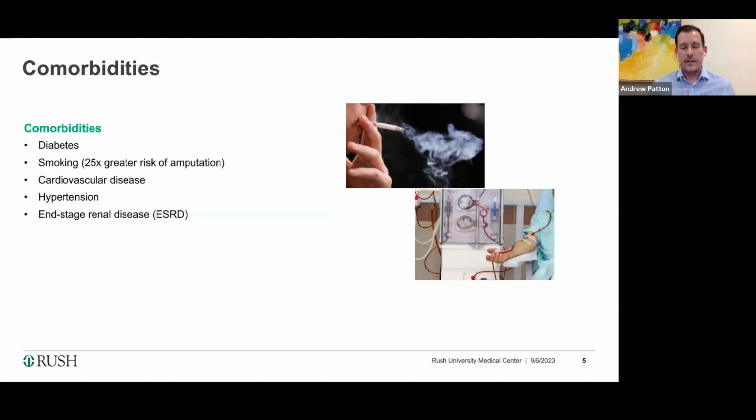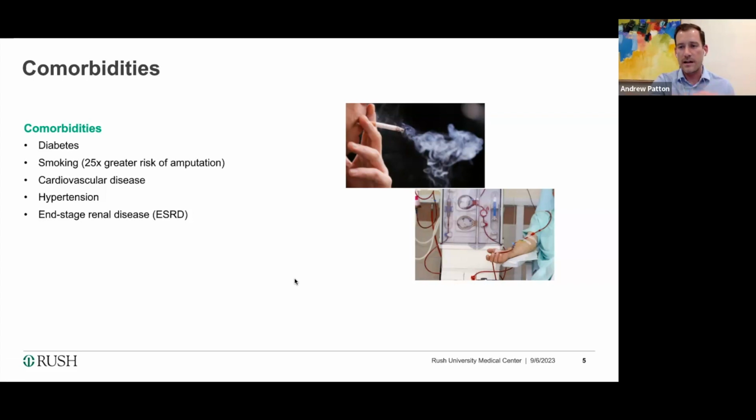Cardiovascular disease, which incorporates a lot of different things like atherosclerosis, PVD, PAD, anything that's going to limit perfusion to the tissues. That makes it difficult to heal wounds or keep blood flowing to tissue, and thus puts you at higher risk that tissue might need to be amputated. Hypertension, and then end-stage renal disease.